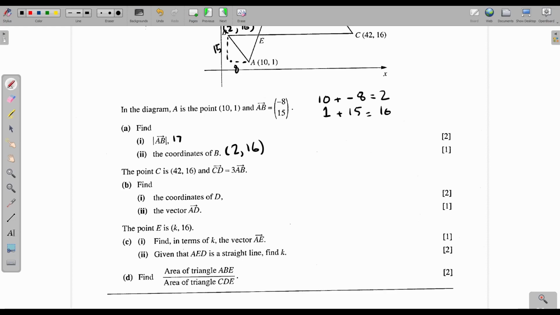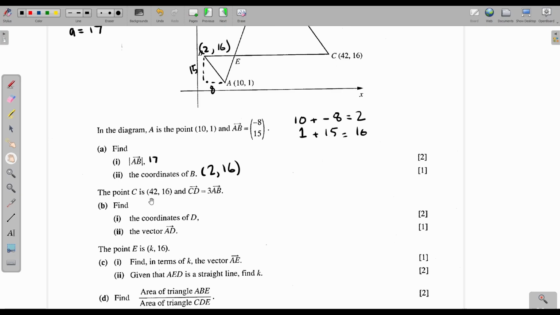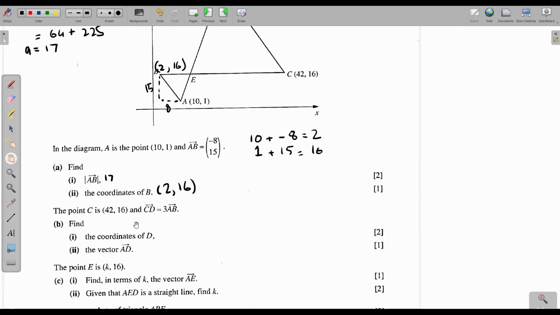Okay, let's see part B. The point C is (42, 16), which is right there, and CD is 3 times AB. Find the coordinates of D. So the first thing that we need to do, the arrow is from C to D, so it's just asking what do we add to C to get to D. Just like here, it was telling us what we add to A to get to B. So what we add to C to get to D is 3 times what we add to A to get to B, which is this.